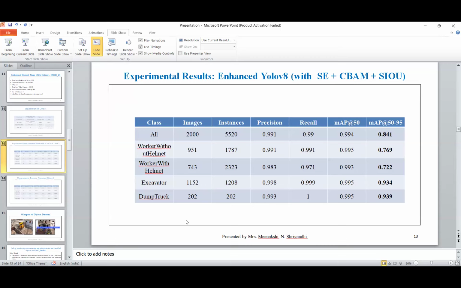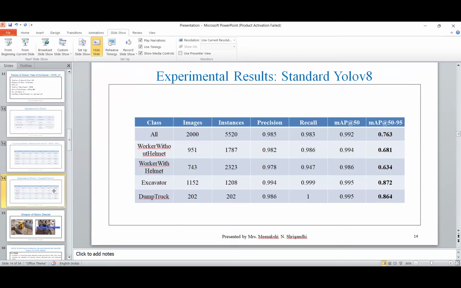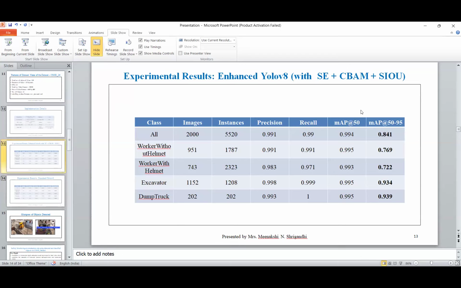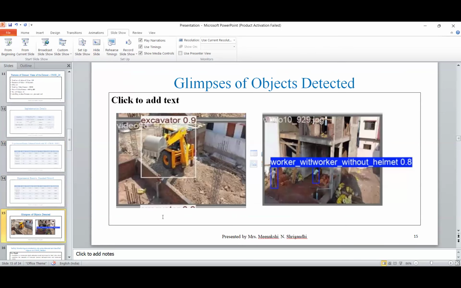These are the experimental results obtained using the enhanced YOLO V8, which integrates the SE, CBAM and SIOU modules. So here we can see the ratings of this. And if I compare with the standard YOLO V8, the enhanced YOLO V8 has much better results. These are some of the glimpses of the objects which have been detected.